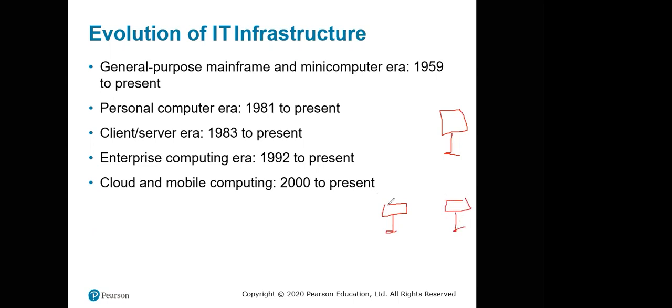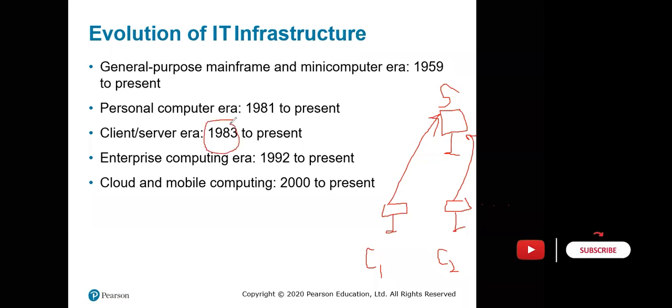So for example, this is the server, S, and this is client C1, and this is C2. So there are two clients. Let's suppose there can be many clients, you can have 100 clients, no problem. And these were connected with this one. So in 1983 this concept, the client server concept, emerged.